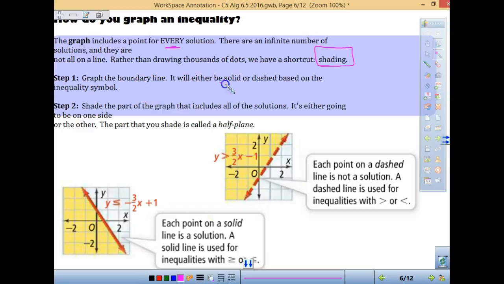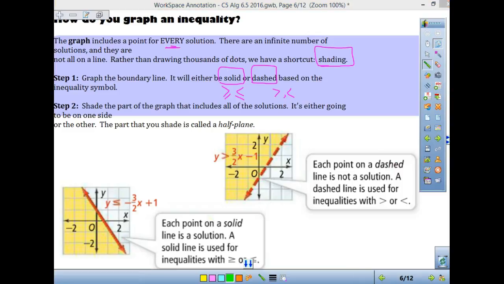It says it'll either be solid or dashed. Solid is when you have the equal, greater or equal, or less or equal. The dashed lines will be when we have greater than or less than. The greater or less than is always going to be a dashed line. The line is not a solution. Every point on this line does not ever make this true. Okay?